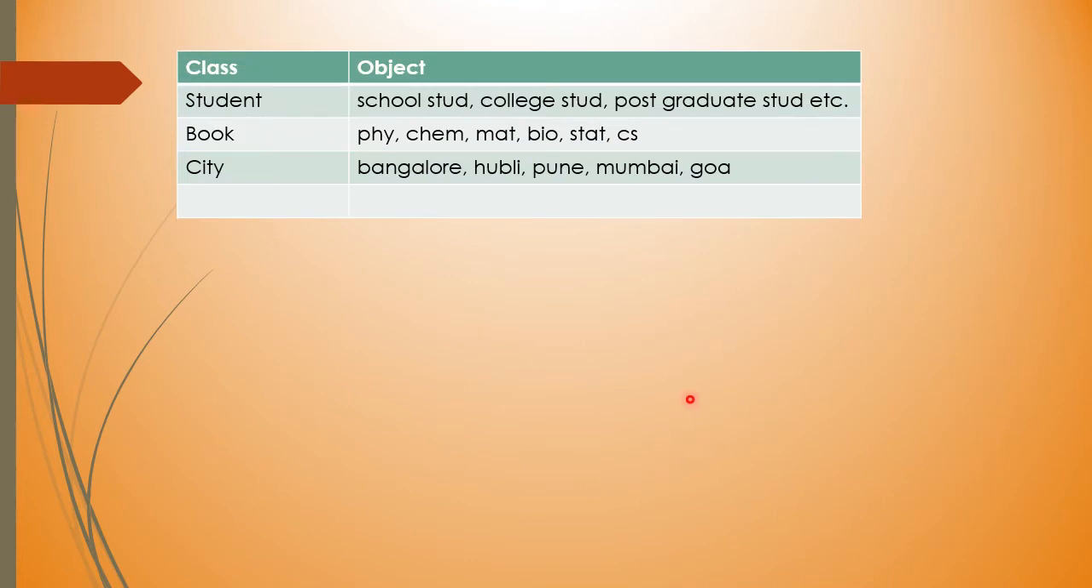Now let's take a general example of class and an object. If I create a class with student, then my objects of a class student can become either school student or college student or postgraduate student. If I create a class called book, then my objects would be physics, chemistry, maths, bio, statistics, computer science. Or if I create a class called city, then my objects would be any place of a city. It could be Hubli, Bangalore, Mumbai, Pune, Goa, etc.